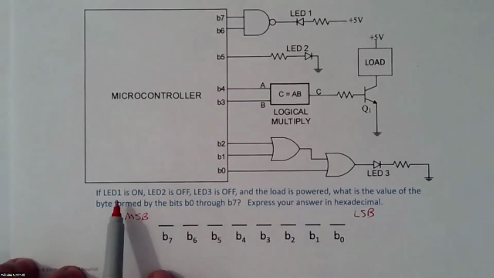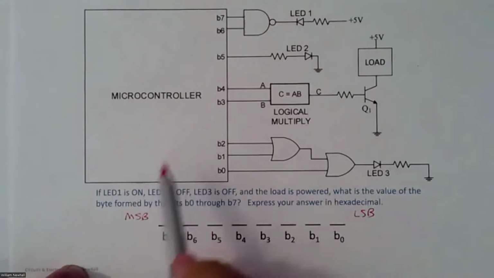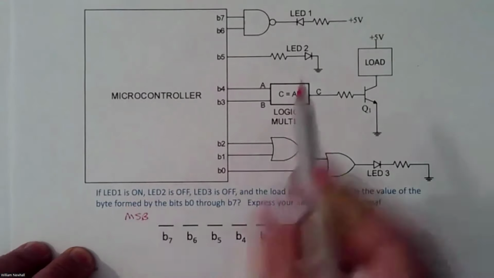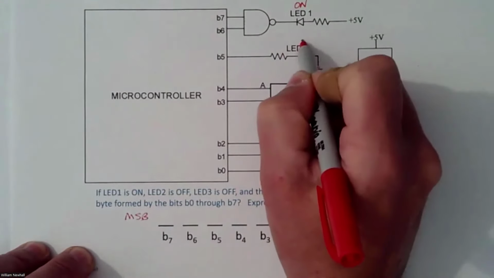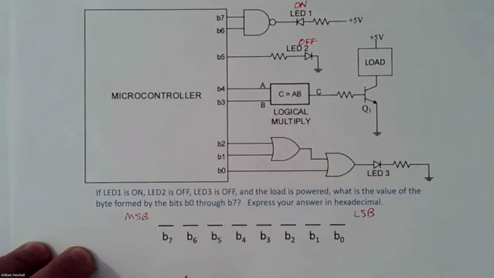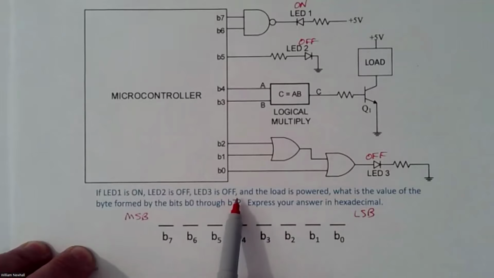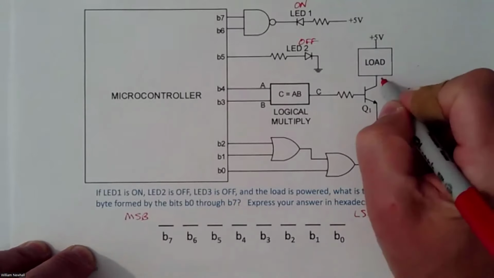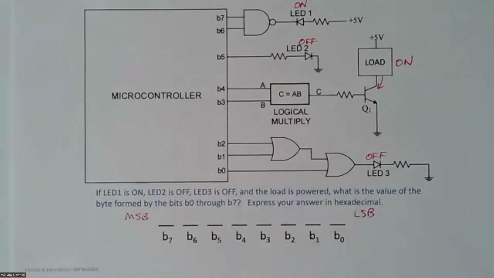Okay, so we want the output of the microcontroller, this byte, to do this: we want LED1 on. So let's write on, right? We want LED2 off. Let's write off. We want LED3 off. Where's LED3? Here, off. And the load is powered. What's that mean? That means current is flowing. I'm going to say the load is on, right? The load is powered. Current is flowing through that transistor. That transistor's controlling the current through that load.